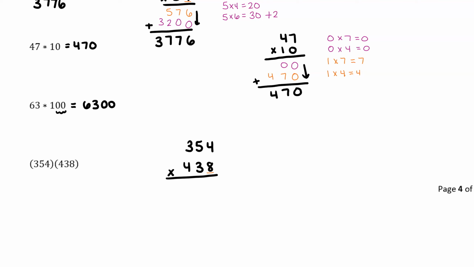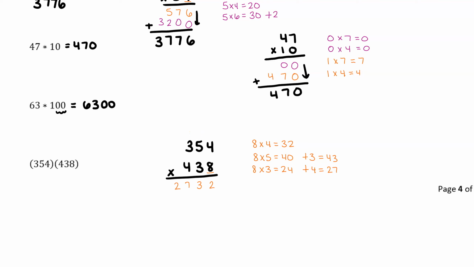So we'll start just multiplying by 8. So 8 times 4 equals 32. The 2 comes down, the 3 goes up. 8 times 5 is 40, but then we have to add 3, which makes 43. The 3 comes down, the 4 goes up. Now we'll do 8 times 3, which makes 24, but then we have to add that 4 to make 27. Now there's no other digits to multiply, so the 27 just goes right in front.